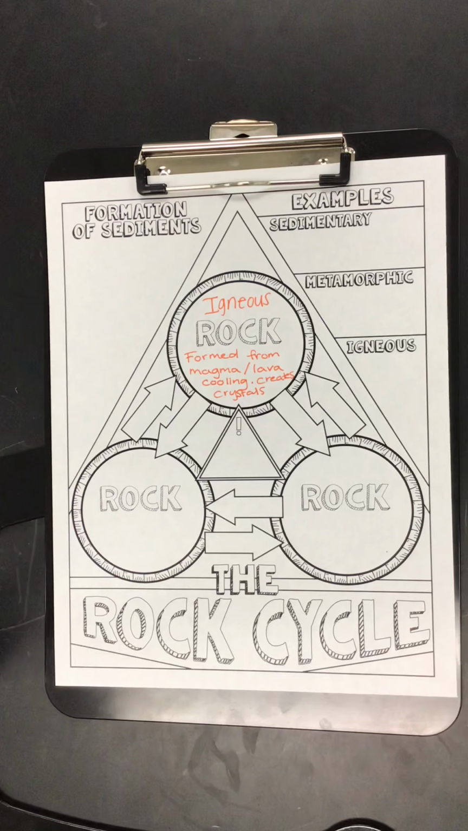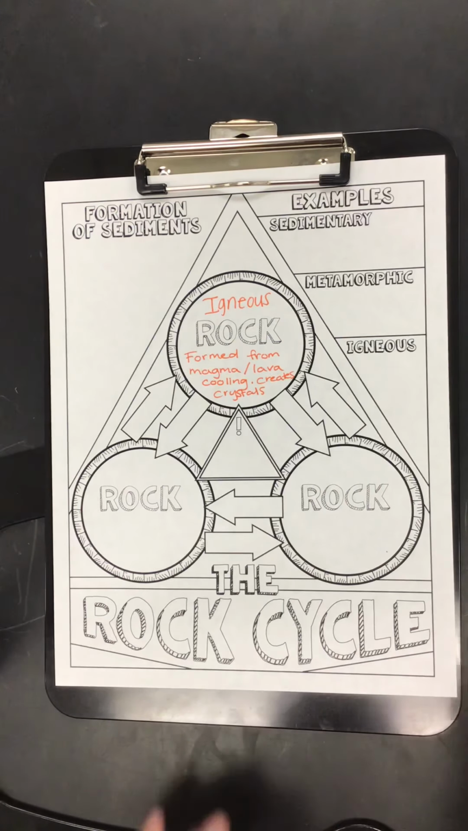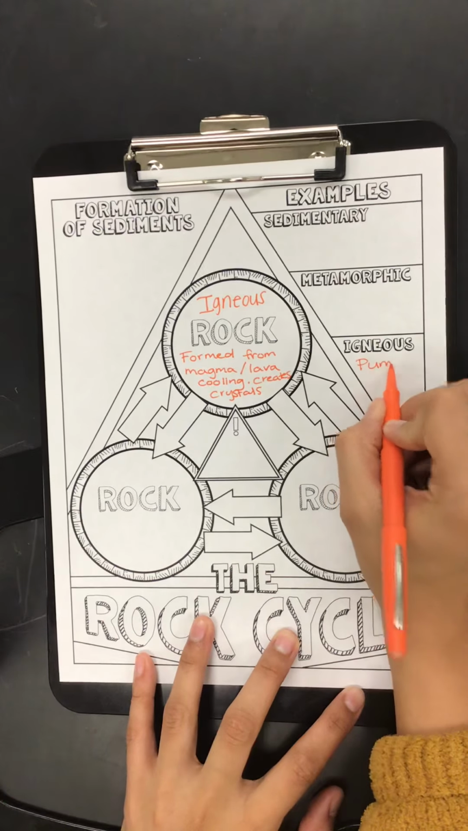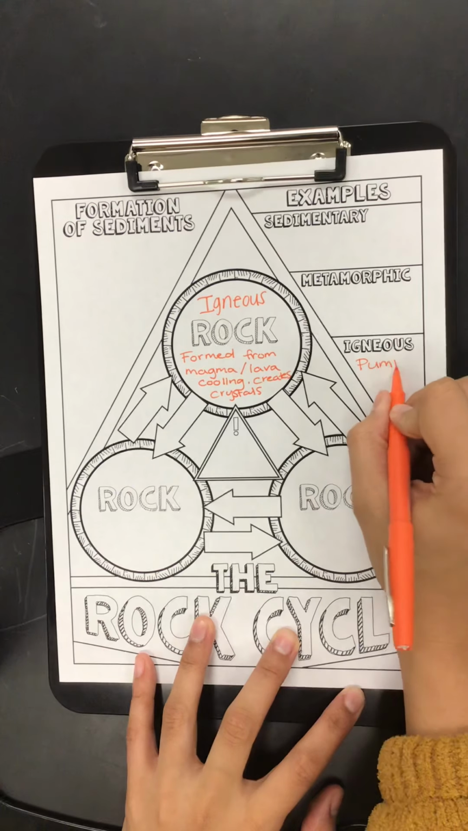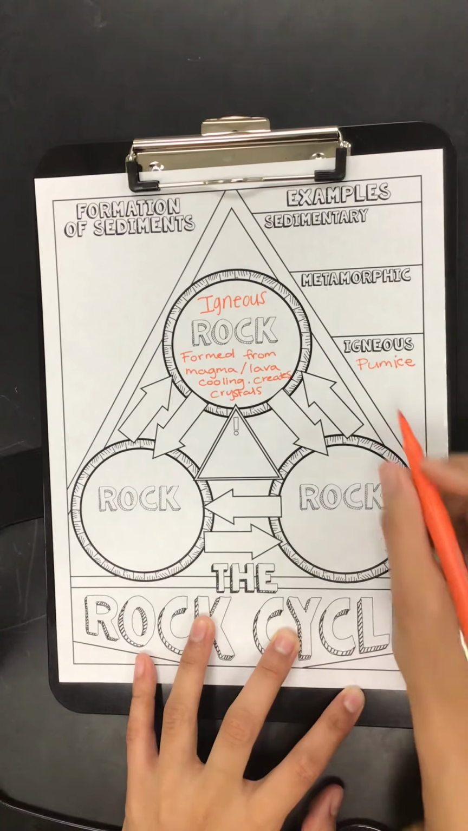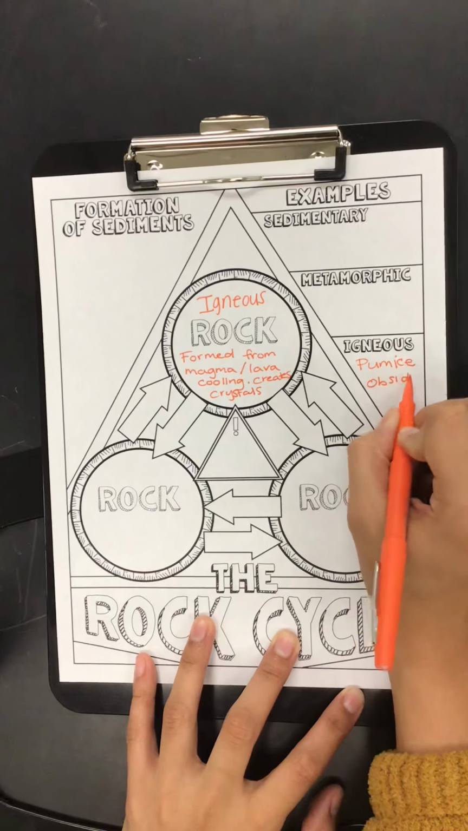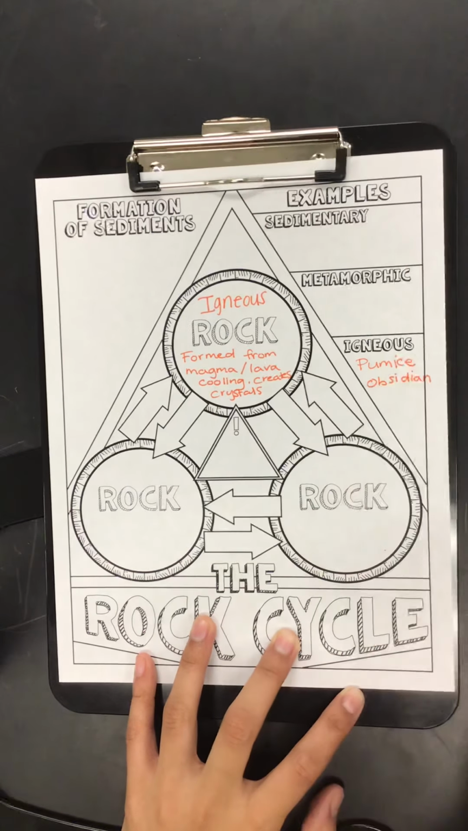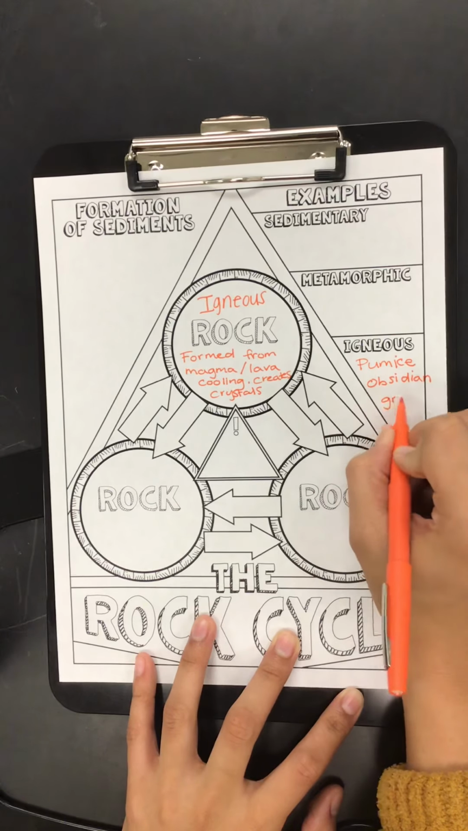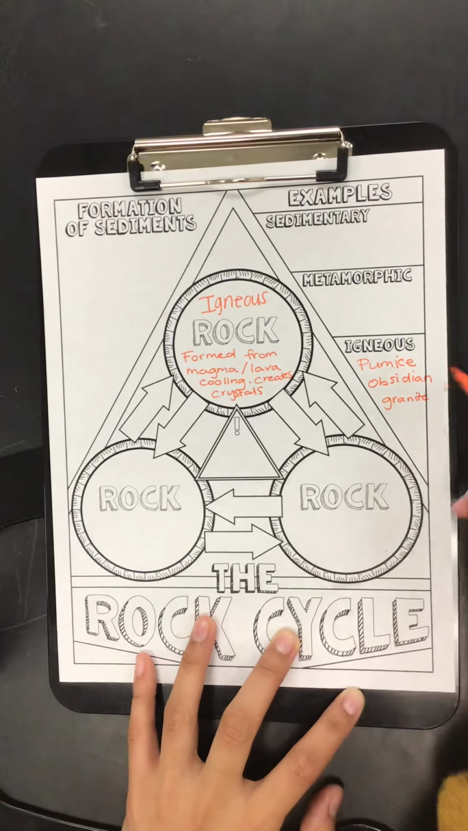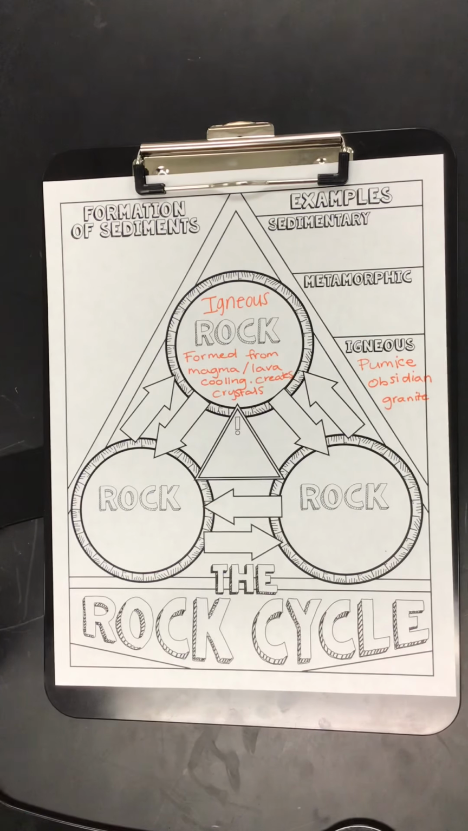All right. Some examples of igneous rock are pumice. Okay, another one, obsidian. And lastly, granite. You may have heard of this last one, granite. This is what countertops are often made out of. Nice kitchen countertops are made out of granite. And if you look at the countertop, sometimes you can see the crystals inside of them, and that's an igneous rock, okay?